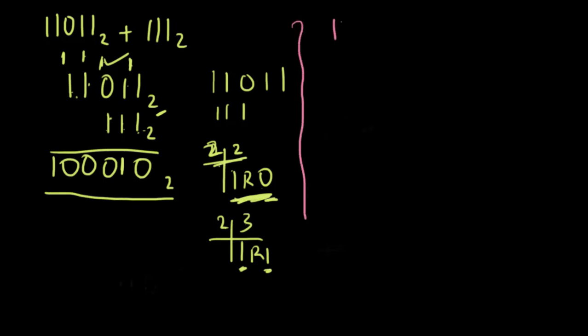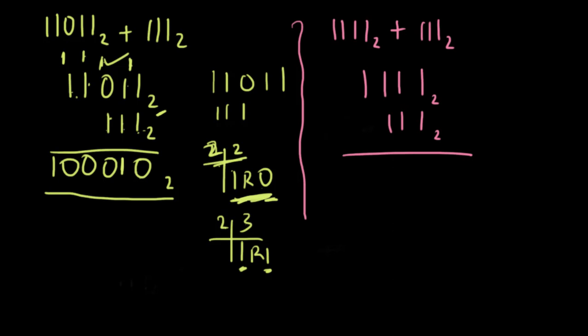So I have 1, 1, 1, 1 in base 2 plus 1, 1, 1 in base 2. Can we do this? 1 plus 1 is 2. I can't write 2. I divide. 2 in 2 is 1, remainder 0. So I write the remainder 0. I carry 1. 1 plus 1, 2 plus 1 is 3.